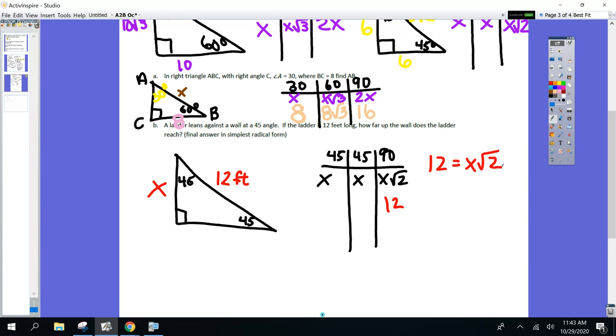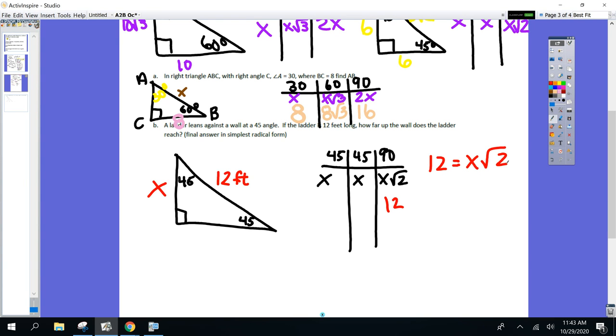Any thoughts? How do I get the radical 2 out of there? I don't want to call anybody on this one because I don't know how many of you know this. You square it. Close. If I had this and I wanted to get the x by itself, then I would square it, yes. But I have something with it here.